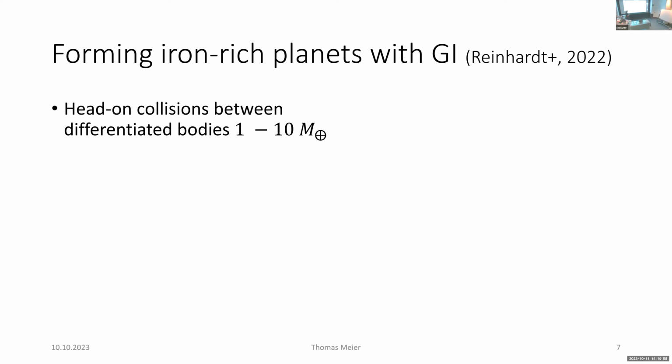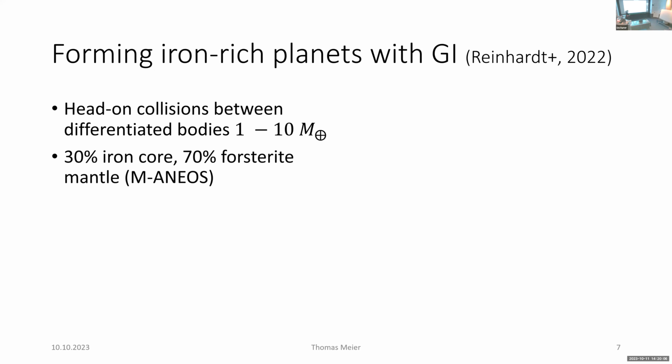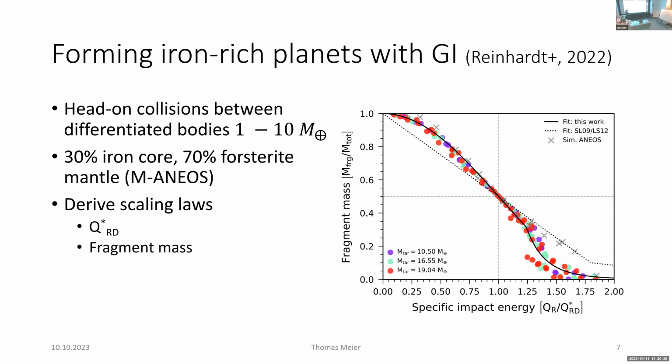And so we studied head-on collisions between differentiated bodies between 1 and 10 Earth masses, with now an even more advanced equation of state, the M-ANEOS equation of state, that is even more physical in the vapor phase and the liquid phase. And we use 30% iron and 70% forsterite bodies. And we derived scaling laws again for this Q_RD* value that is needed, and for the fragment mass as a function of Q_R over Q_RD*.